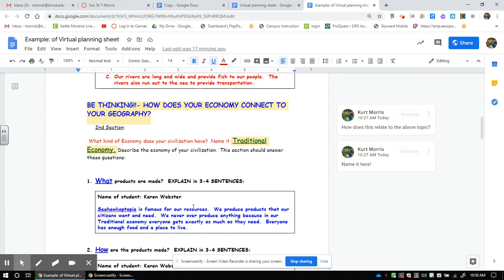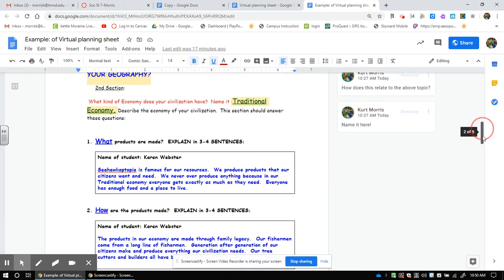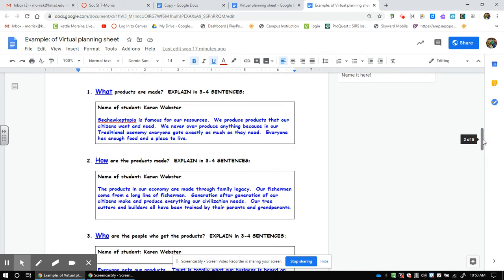Down here, Karen talks about how Seahawktopia is famous for its resources. We produce products that the citizens want and need. And remember, I'm borrowing heavily from the traditional economy unit that we had, and I'm writing down information. This is why I had you guys take notes and answer questions previously in all of these units. You get to use them now. Go back into your treasure chest and dig this information out and use it on your final project.